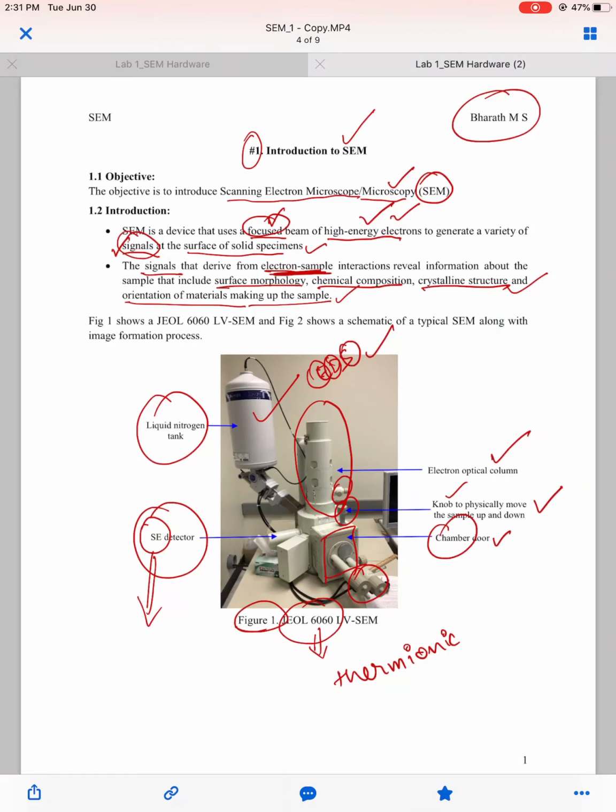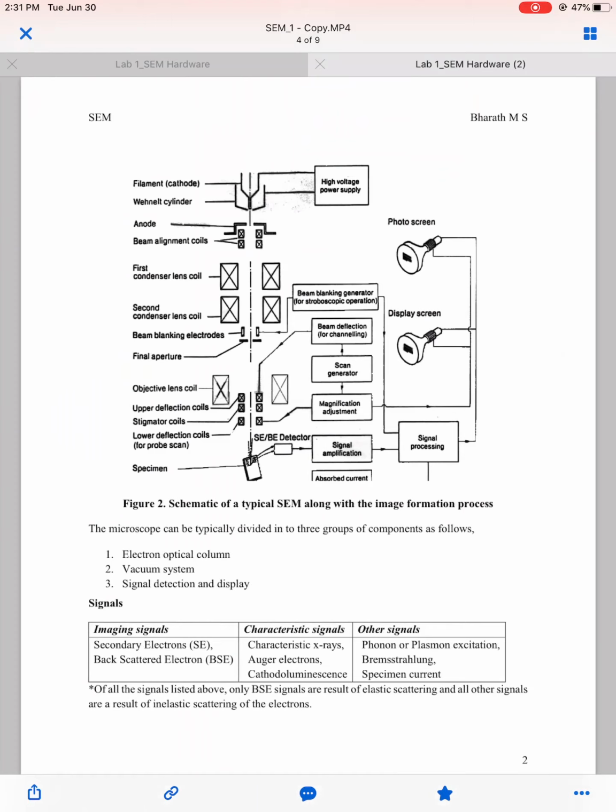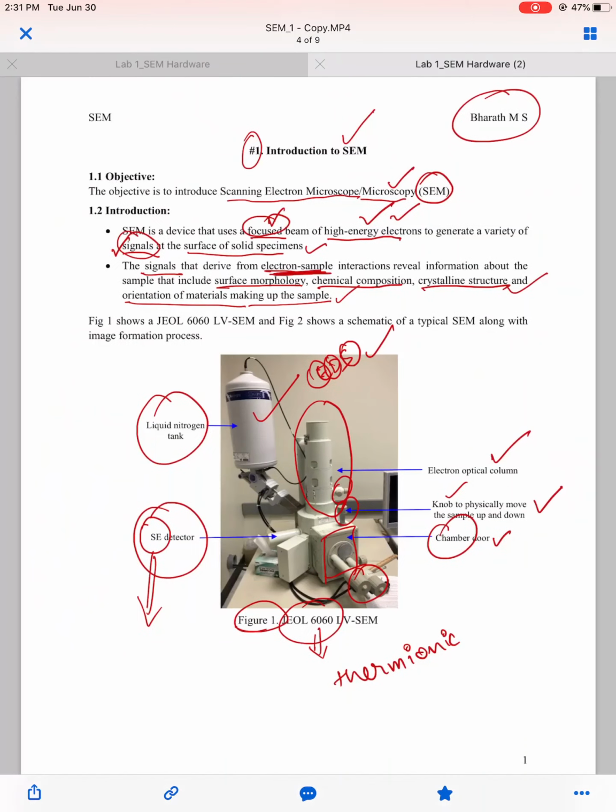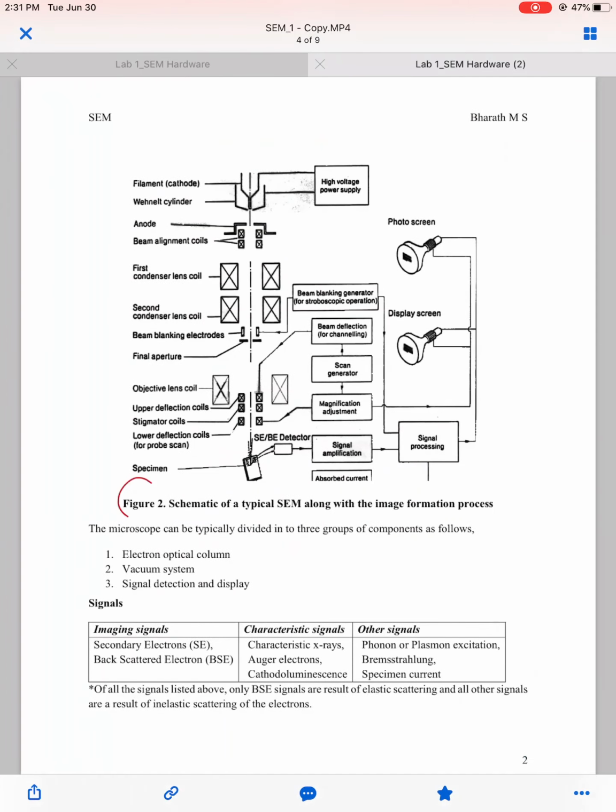So this is how a typical SEM looks like, and the schematic of a similar SEM is shown in figure 2, where we can see the skeleton or the makeup of the SEM, which has a filament or an electron gun to produce electrons. There is something called a Wehnelt cylinder, there is an anode, and so many other parts. Again, we'll not get into the details of it as of now.